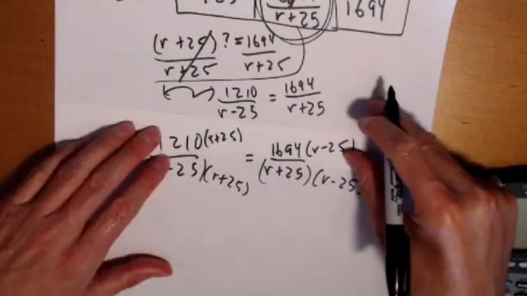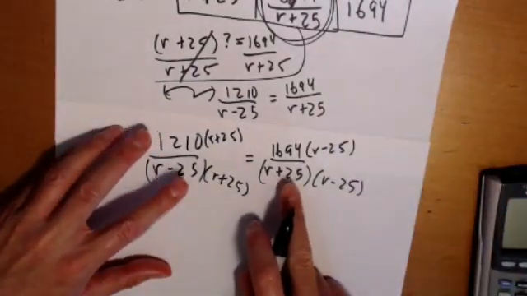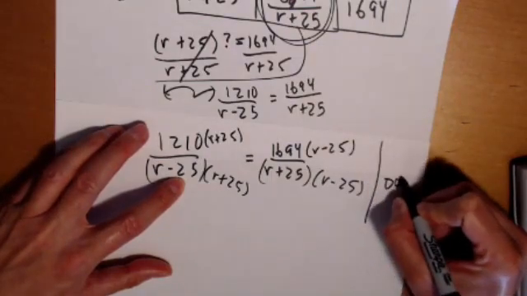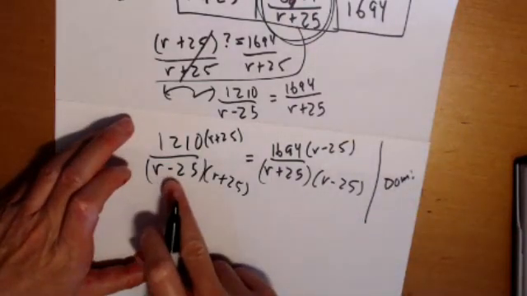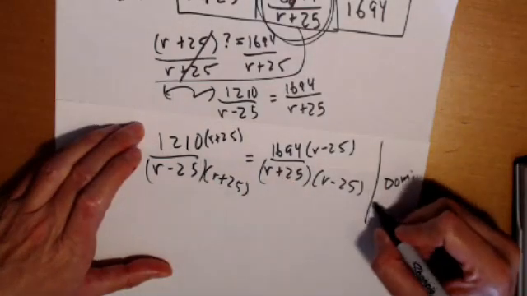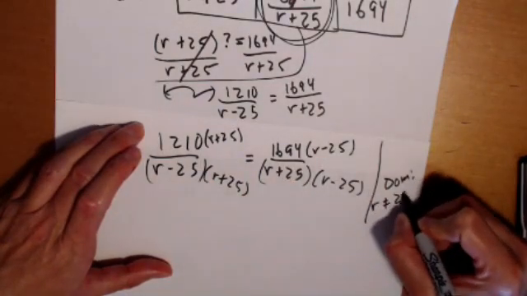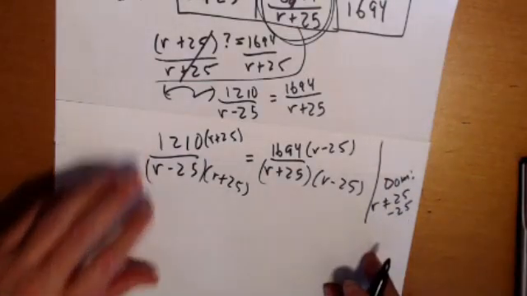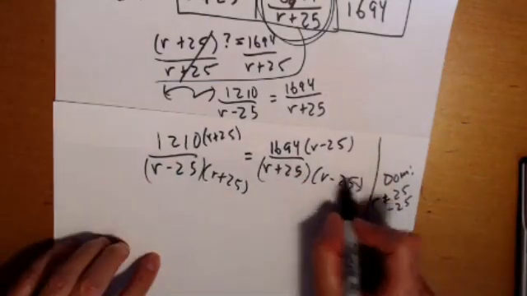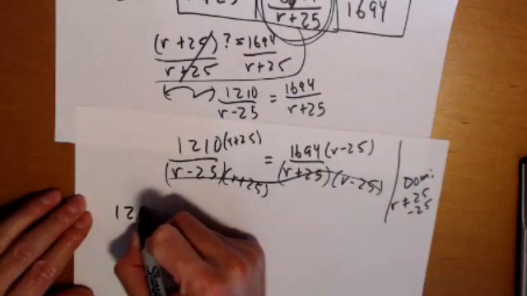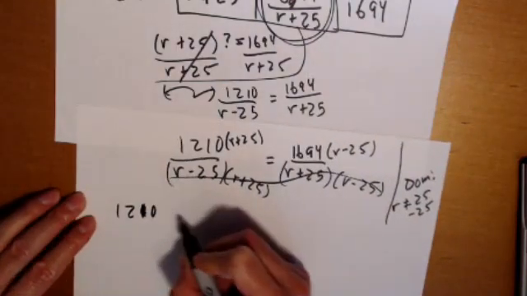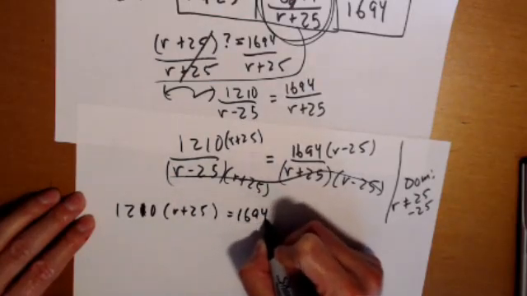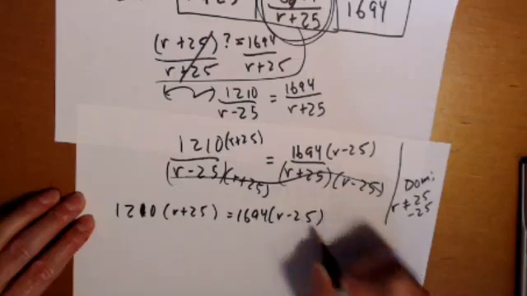Go in your time machine. In the very beginning, shouldn't I have said, look at the domain? Yes. So off to the side, the domain: 25 would mess things up, minus 25. So make sure that r does not equal 25 or minus 25. Okay, let's keep moving forward. Are the bottoms the same? Yes. So 1210 times r plus 25 equals 1694 times r minus 25.